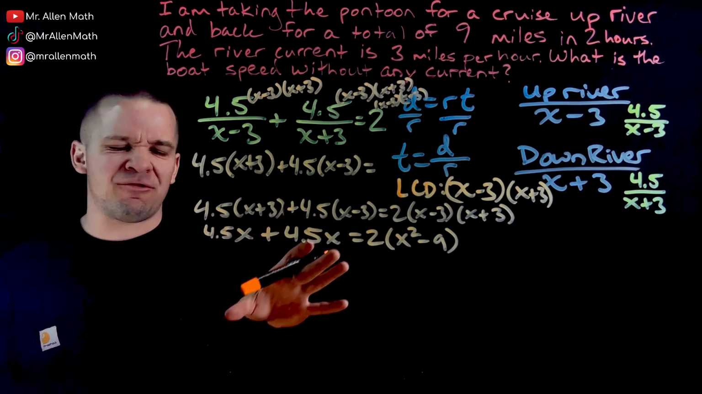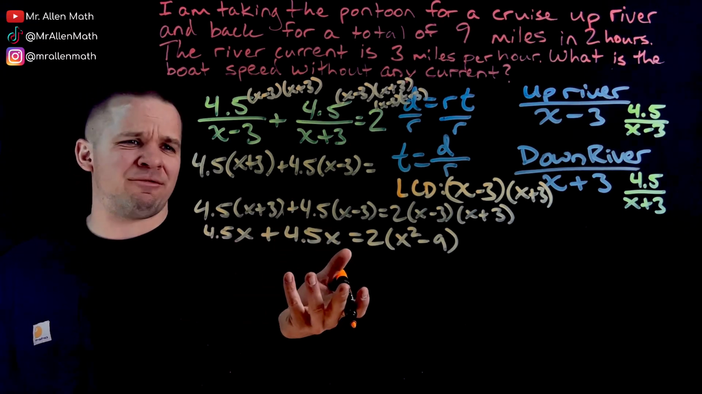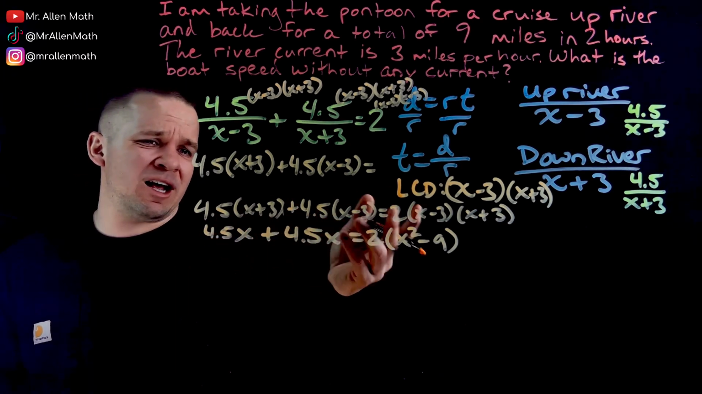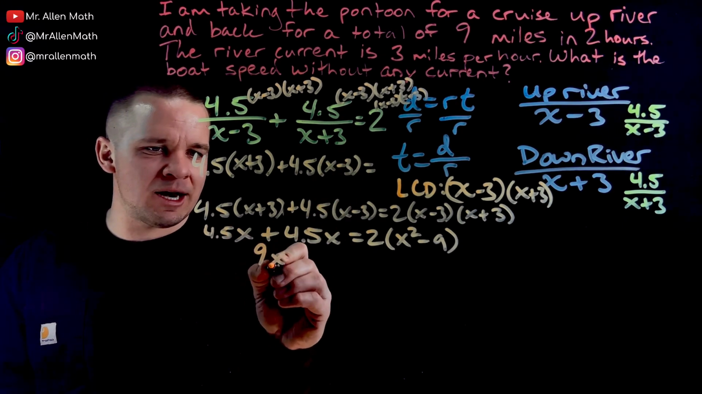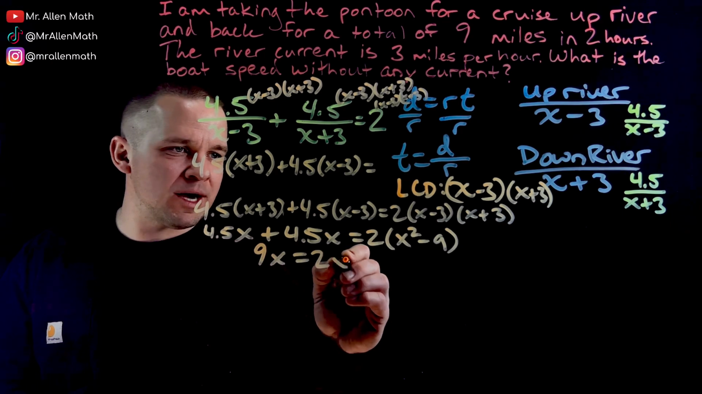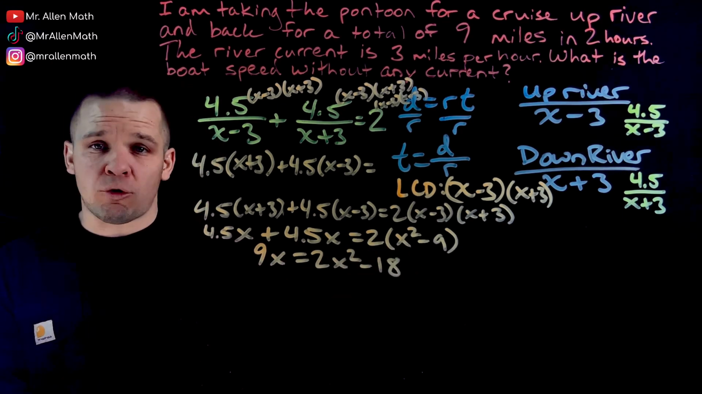I like to look ahead for some of those cancellations because 4.5 times 3 is 13 and a half, right? So I'd have positive 13 and a half, negative 13 and a half, poof, it's gone. All right, so here I've got 9x, so 9x equals, and here I've got 2x squared minus 18. Okay, so I have myself a quadratic.